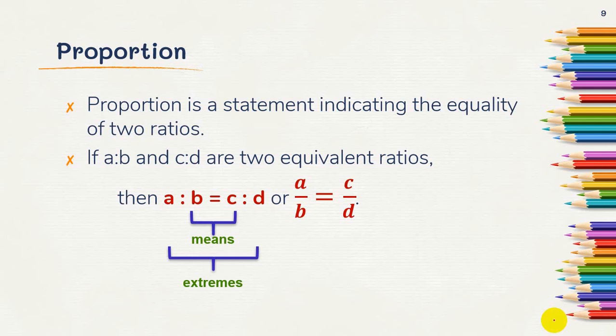So the inner quantities are what we call the means, and the outer quantities are what we call the extremes. So the idea is that if they are written in fraction form, if the arrow is going up, these are what we call the means. And if the arrow is going down, these are what we call the extremes.